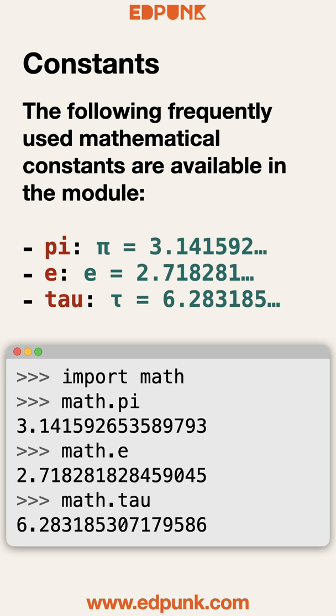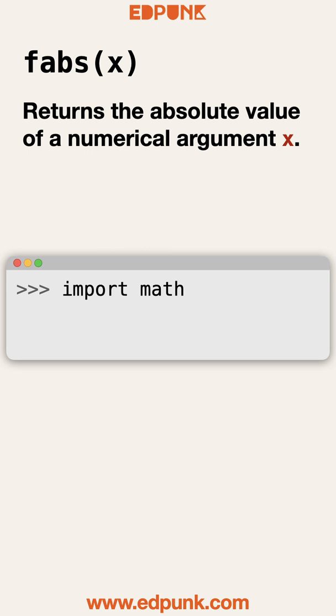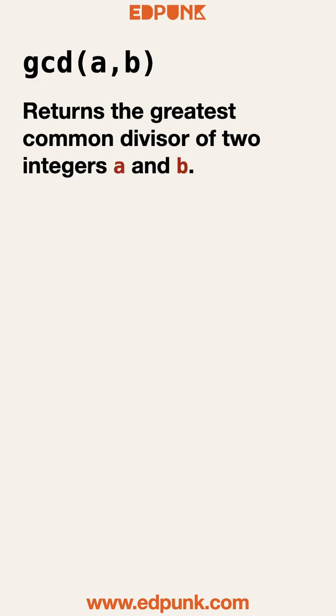Now, let us go through some of the functions available in the math module in detail, starting with the fabs function. The fabs function accepts a numerical argument and returns its absolute value or magnitude. For example, let us import the math module. Now, to get the absolute value of minus 3.24, let us execute math.fabs minus 3.24. It returns 3.24. Moving on to the next function.